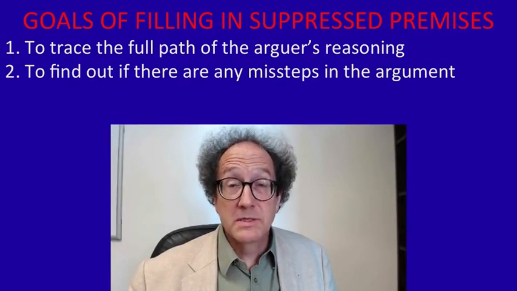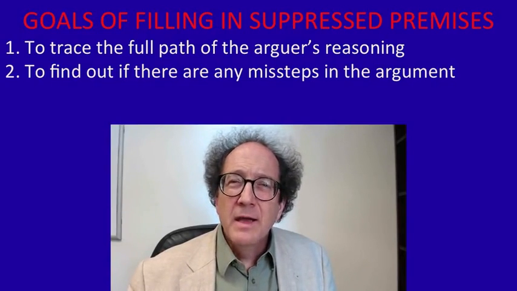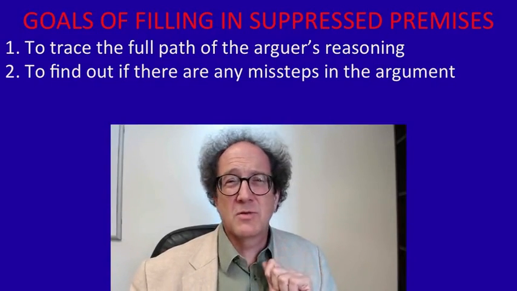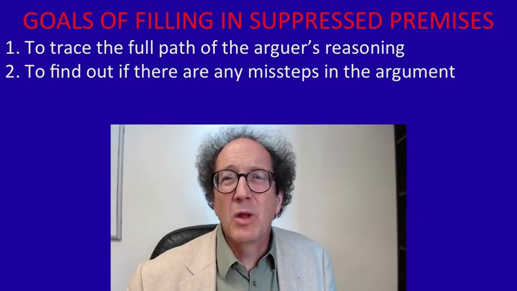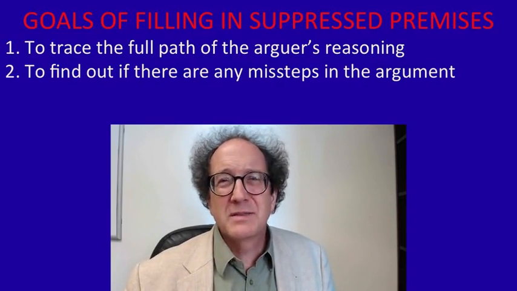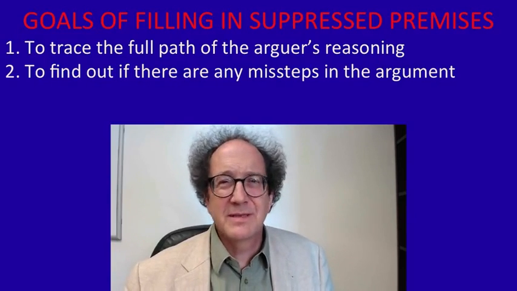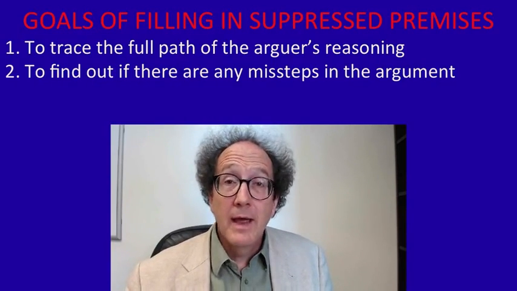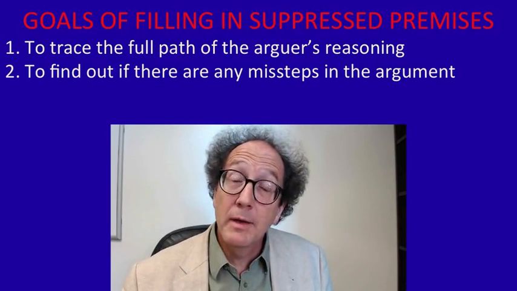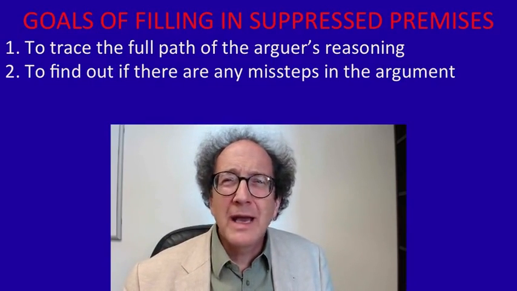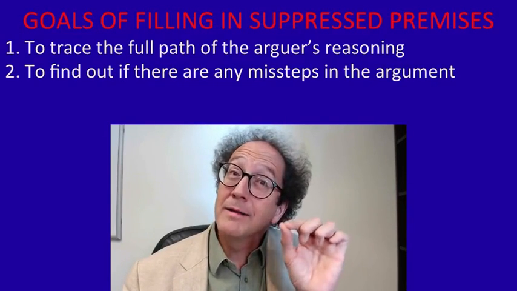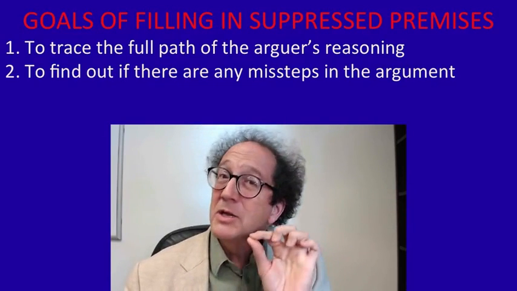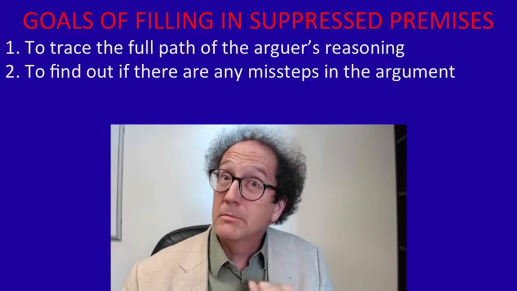To accomplish these goals is tricky. You have to find suppressed premises that are just strong enough to make the argument valid, but not so strong that they're going to be implausible. Because you don't want to ascribe all kinds of suppressed premises to the person that they didn't really believe and they didn't really need for their argument. So it's kind of like Goldilocks and the Three Bears. You want suppressed premises to be not too hot and not too cold, but just right.